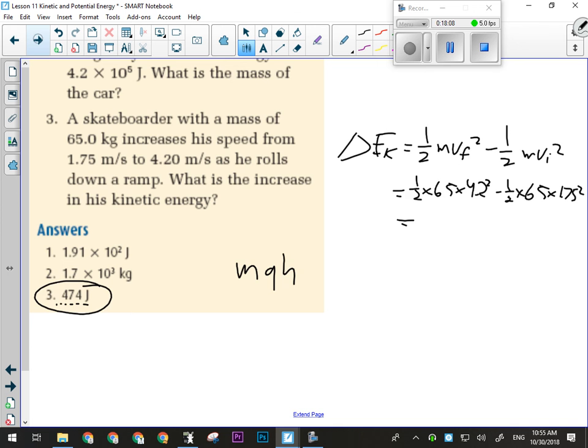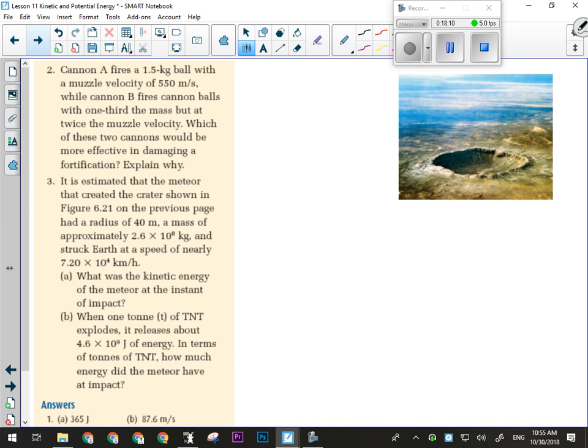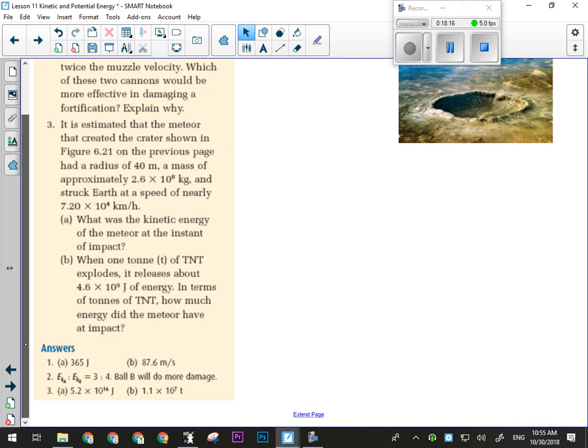I want you to try number two, and we'll just do two for now, and then we'll talk about number three after that. I'll make it bigger so you can read it.